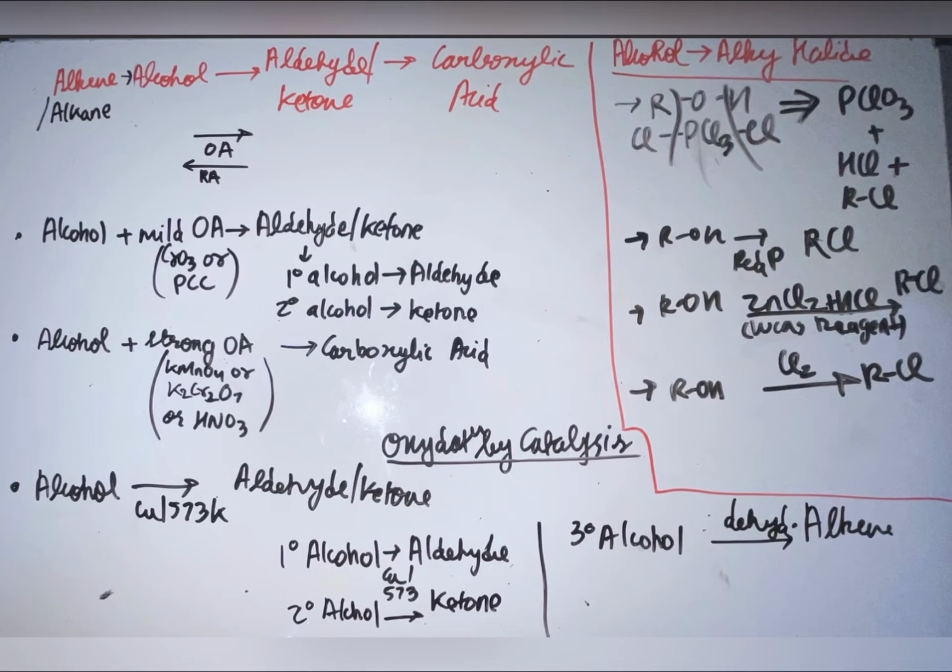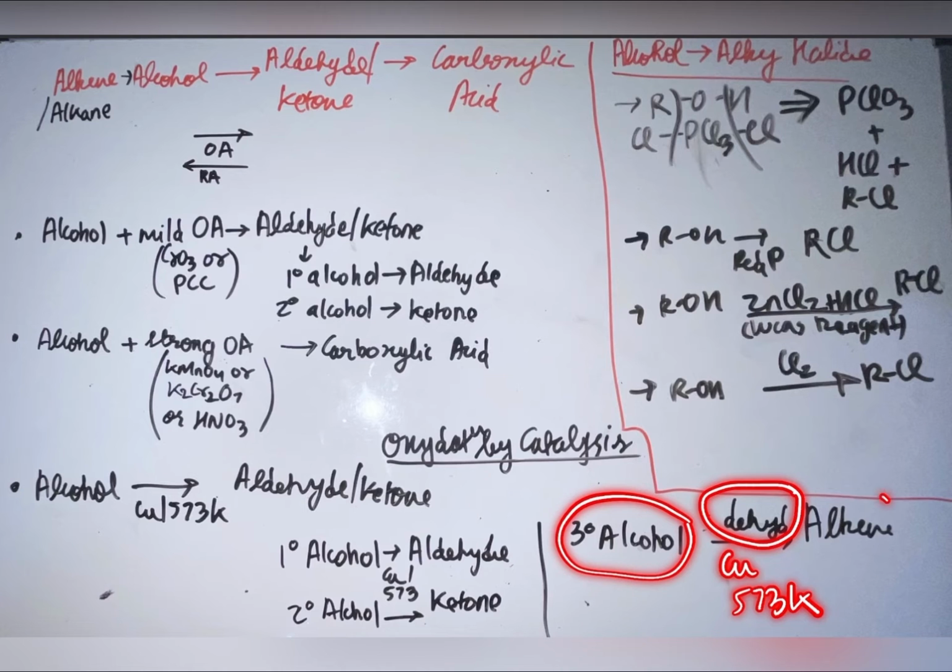So when you have alcohol, use copper at 573 Kelvin, it will give you aldehyde or ketone. This is known as the catalyst, the copper. Then the primary alcohol will give you aldehyde, secondary alcohol will give you ketone. This is on similar lines as the previous one, so this is a trick to remember that. And from tertiary alcohol, if you use the same copper at 573 Kelvin, it will dehydrate the alcohol to form alkene.